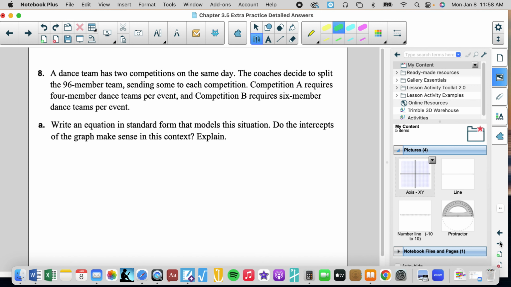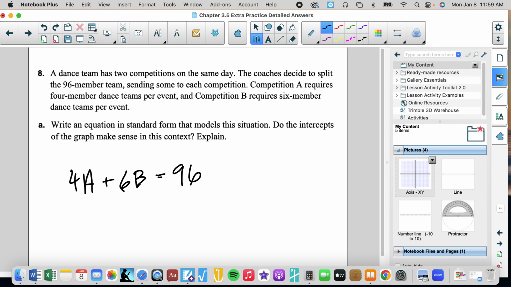All right, so we have split. So we're going to have 4A plus 6B equals 96. And the reason why I wrote that is because however many A groups, each A group consists of 4 people. So if I have one A group, we would have 4 members. If I have 2 A groups, that would be 8. So if A is 2, you'd multiply it by 4 and you'd get 8.